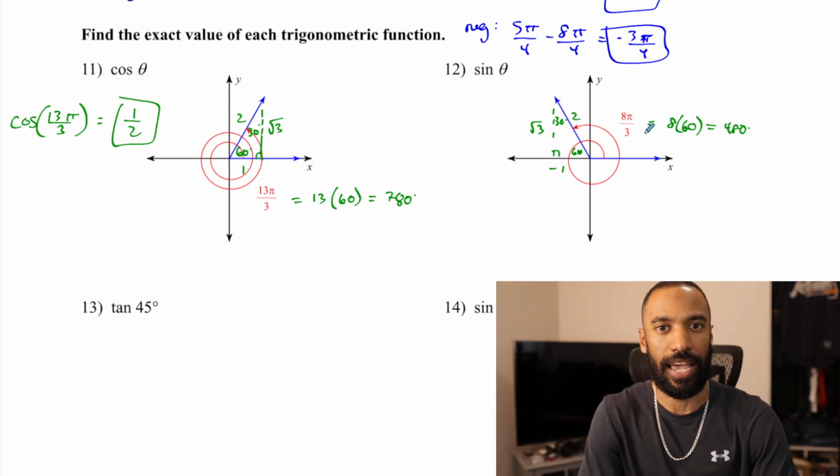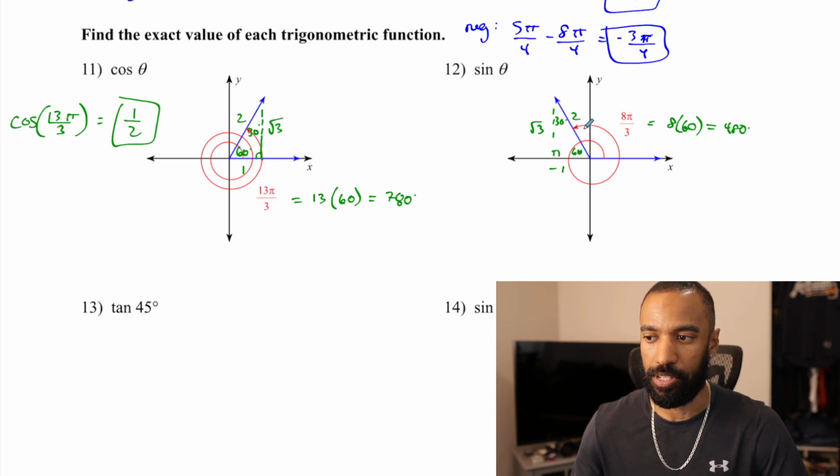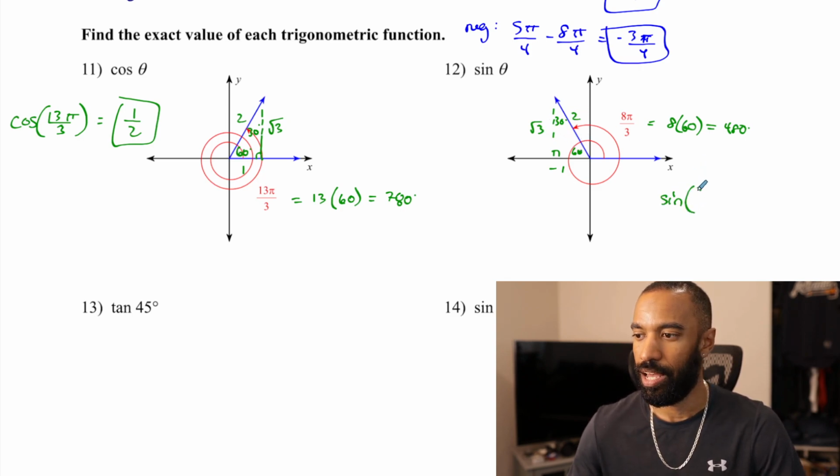Now, we're going to be taking sine of this. As the root 3 goes up, it's still positive, and sine of this is opposite that 60, so it's root 3 over hypotenuse 2. So sine of 8 pi over 3 is root 3 over 2.